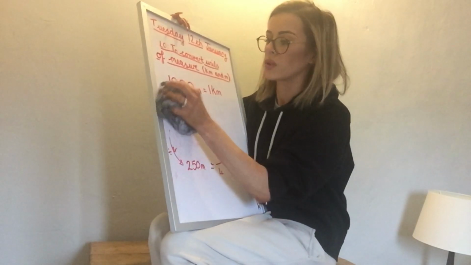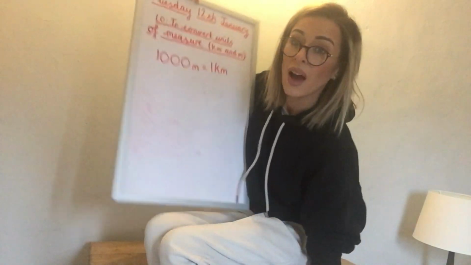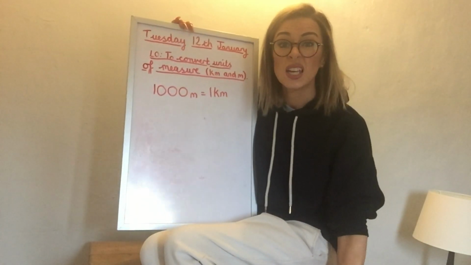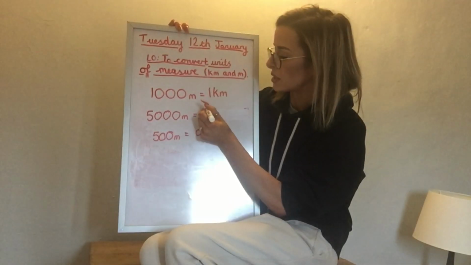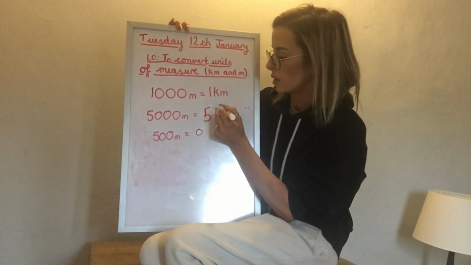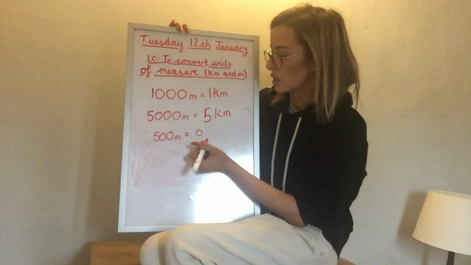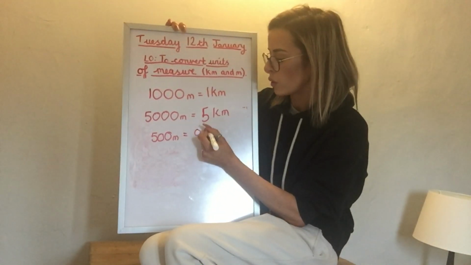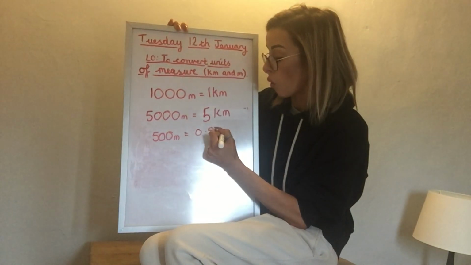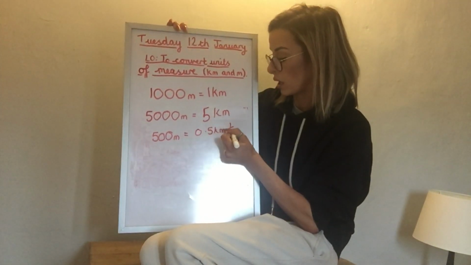Back to the whiteboard, sorry. So I know that 1,000 metres is 1 kilometre. 5,000 metres is 5 kilometres. And 500 metres, as we said before, is 0.5 kilometres, or half a kilometre.